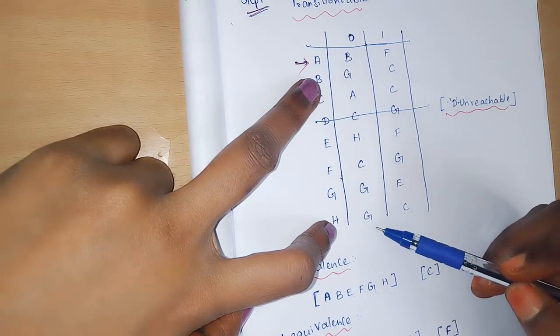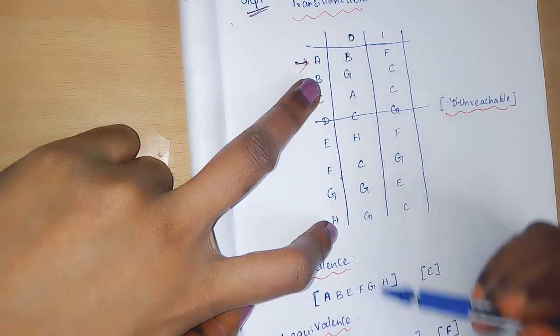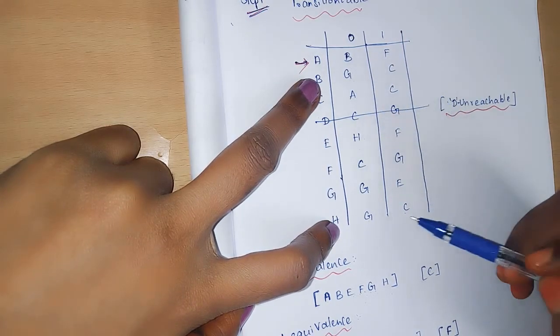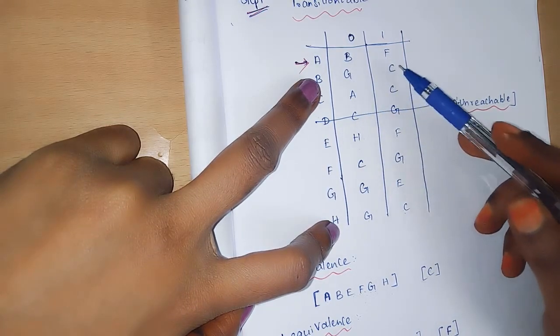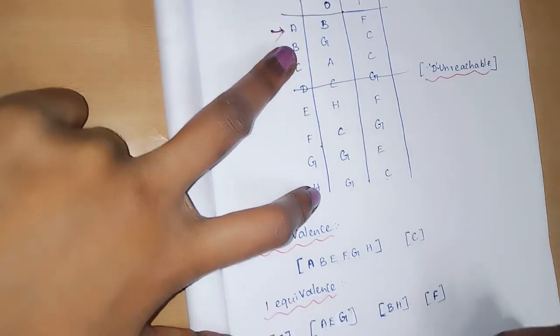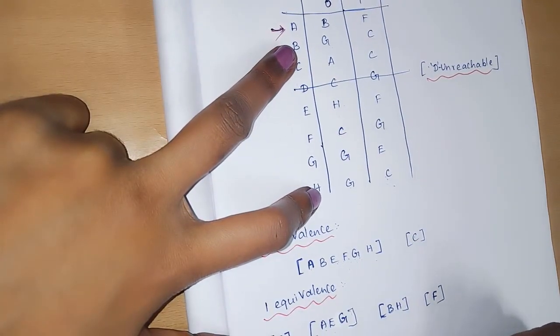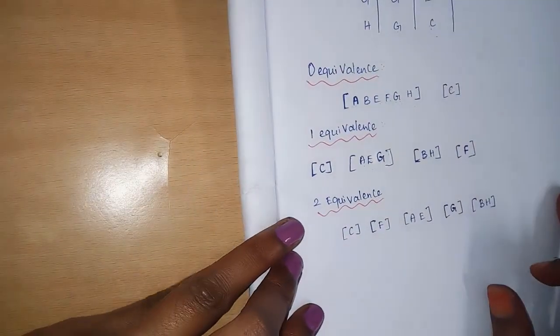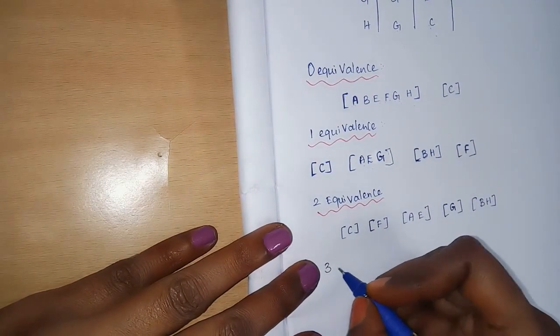So both are in the same set, and for 1, they both are in the same set, right? So we'll have B and H in the same state, right? So now we'll go for the three equivalence.